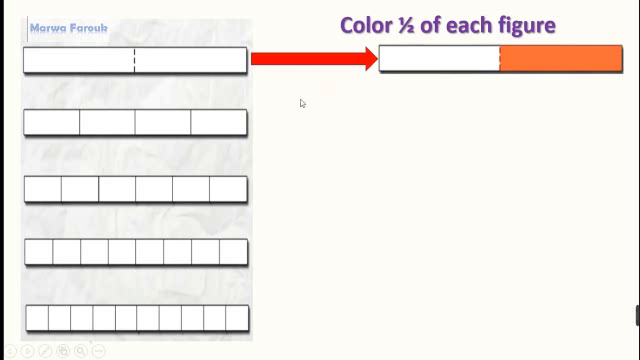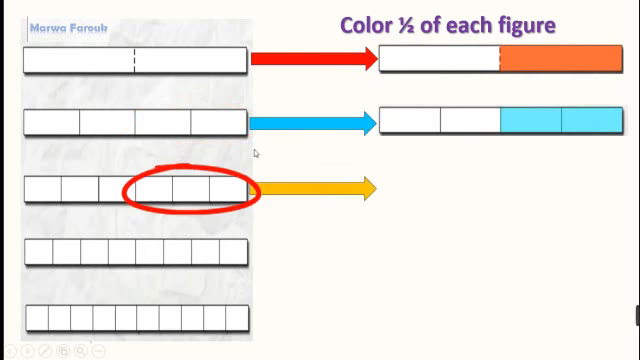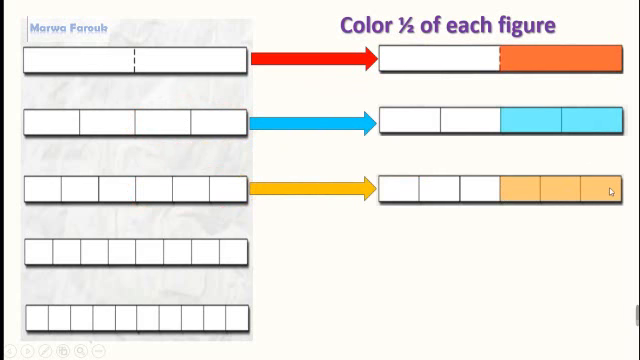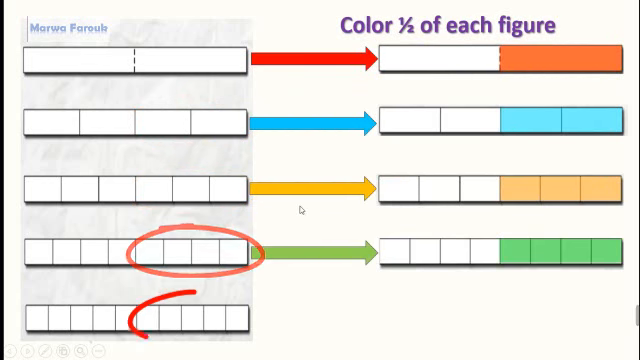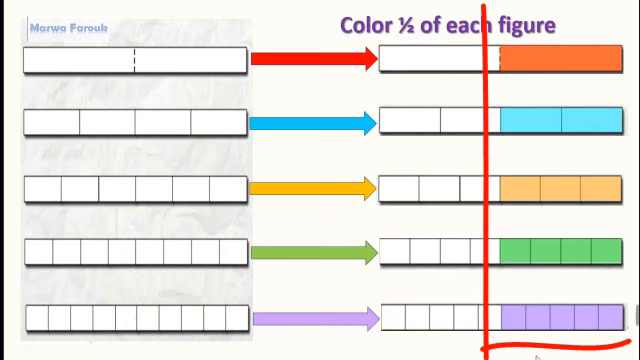Excellent. And what is the half of this shape? We will color it like this too. Excellent. The next shape, we colored 3 equal parts. Excellent. And this is half of the shape also. Next one will be like this. We colored 4 equal parts. And the last one, we will color 5 equal parts. In each shape, we colored half the shape, right?